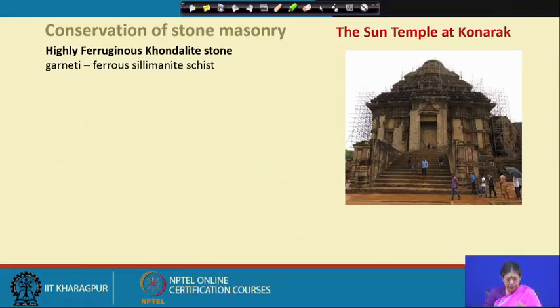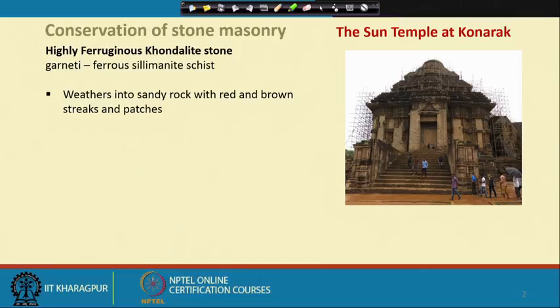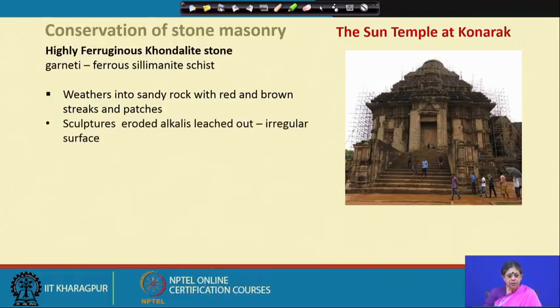So their content is iron, and one has to understand what type of damage or decay is happening there. If you broadly see, it has weathered into a sandy rock with red and brown streaks and patches. Weathering is a very predominant factor, because that ferruginous material decays when it comes in contact with water, and the sculpture eroded. As a process, the alkalis leached out, which led to an irregular surface.